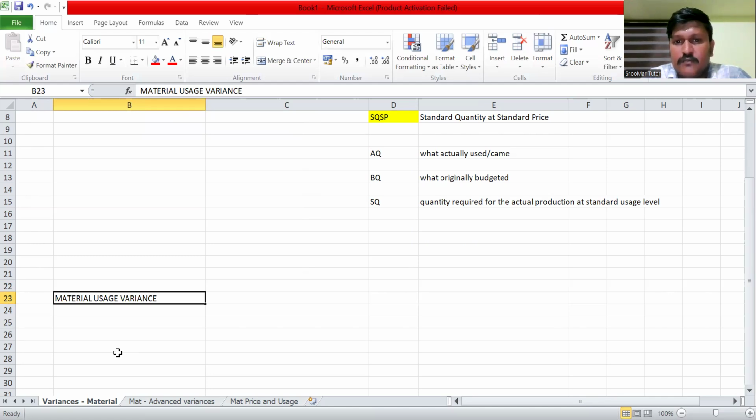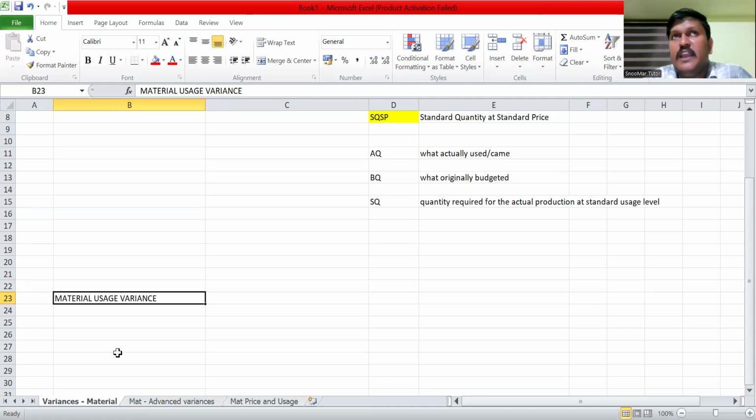Usage variance is what? The difference between the expected quantity to be used, that is your standard quantity, and the actual quantity being used for the production. Now, this usage difference could be due to two things. One is what you have input, so what mix you are using. Meaning I am using two products, I was expecting to use them in a ratio of 1:1, but actually I needed 1:2. That was the mix I am using.